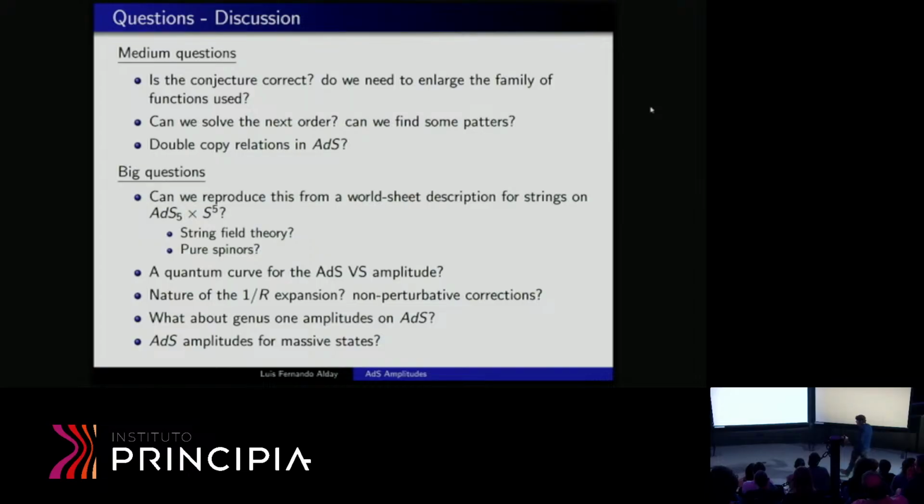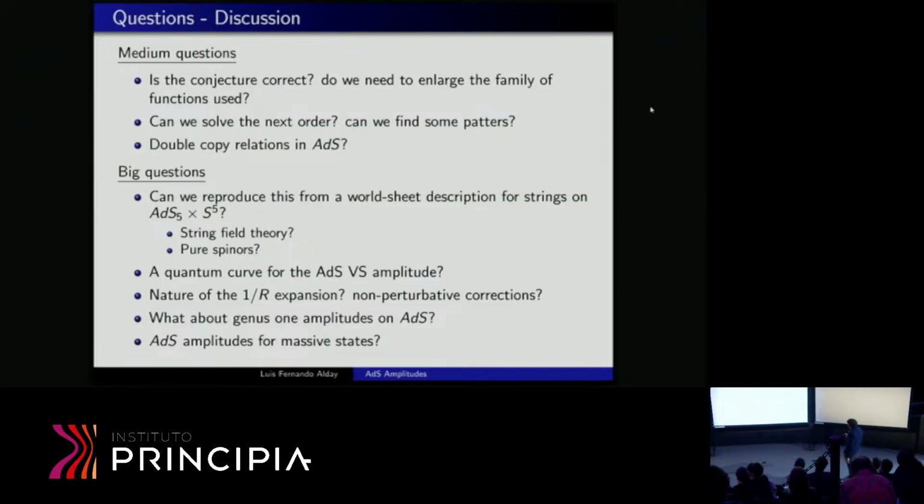So we have two types of questions. There are some medium questions. For instance, is the conjecture correct? And do we need to enlarge the family of functions that we use? Can we solve the next order? And can we find some patterns? Are there double copy relations in ADS? Notice that we have worked out the relations for the building blocks of the amplitudes, but one would need to check explicit amplitudes to see if one is a double copy of the other.